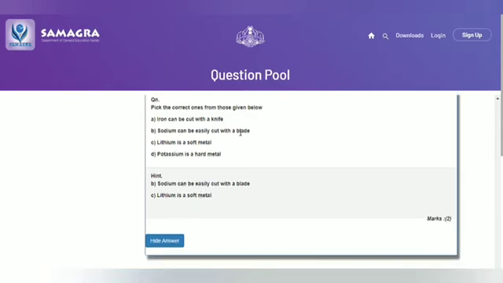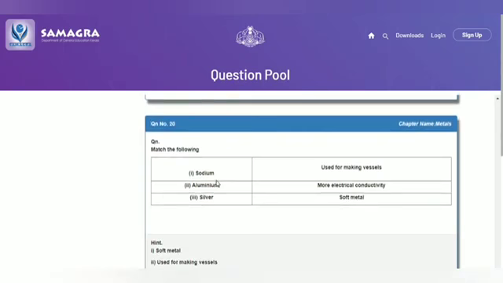Pick the correct ones from those given below. From these sentences: sodium can be easily cut with a blade. Lithium is a soft metal. Question number 20. Match the following. Sodium, aluminium and silver. Sodium: used for making vessels. Aluminium: more electrical conductivity. Silver: soft metal.